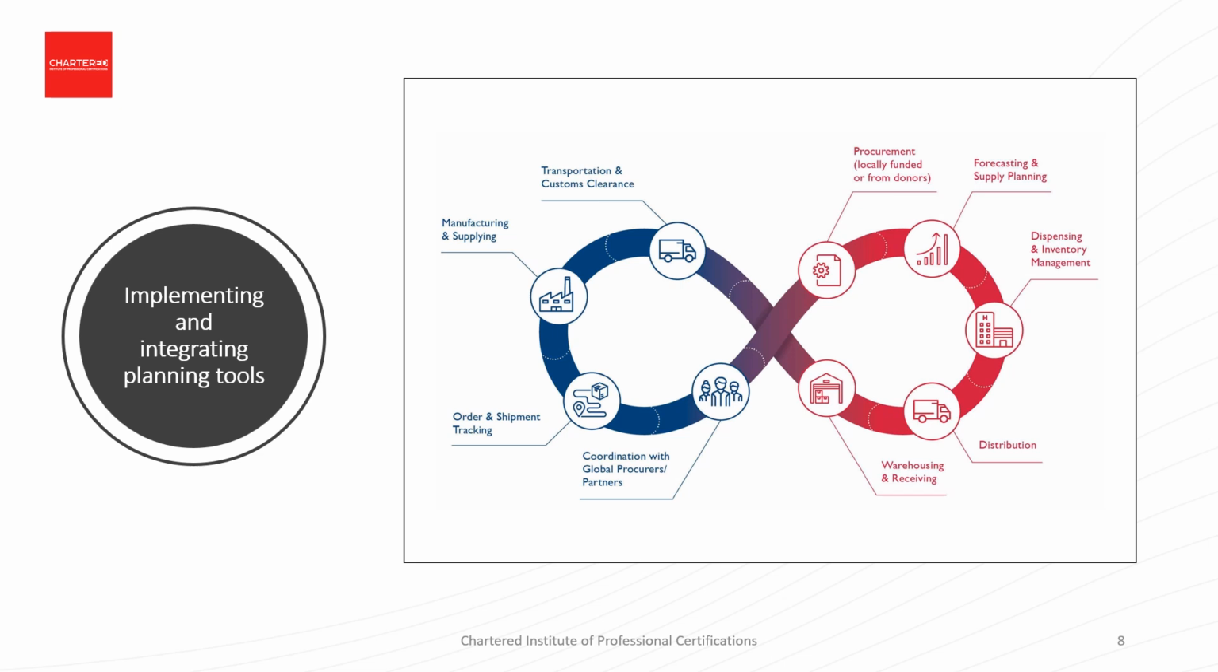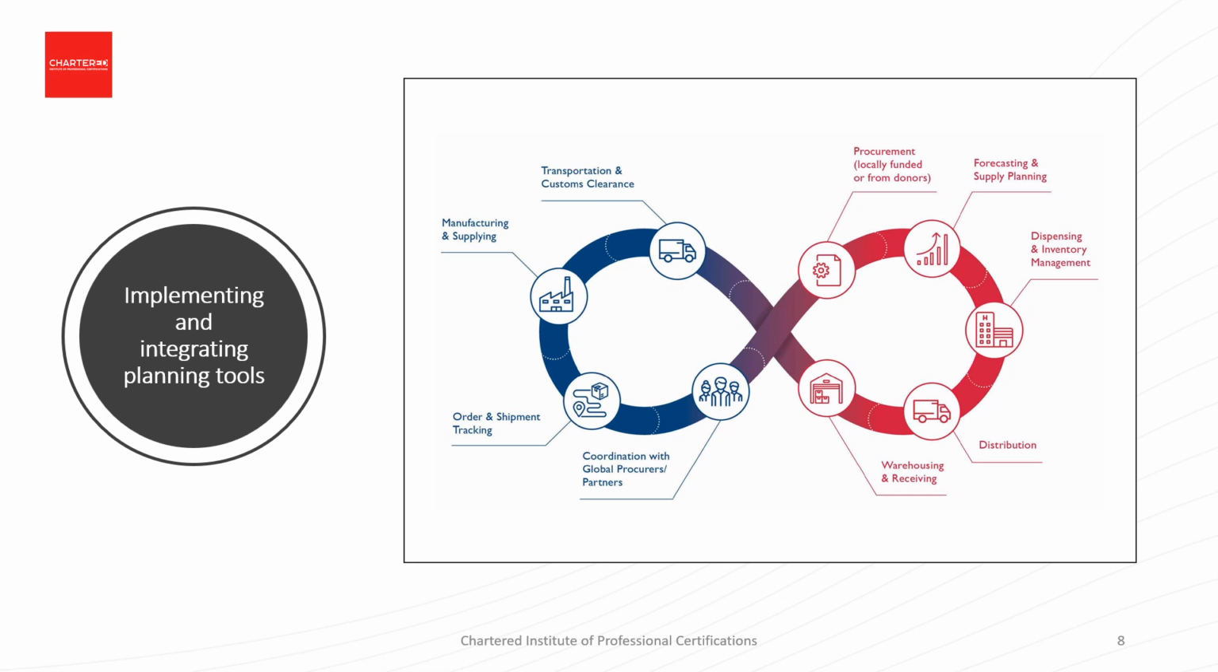Integration with your existing systems. For the supply chain planning tool to be effective, it needs to integrate seamlessly with the company's existing systems. This could include ERP, CRM, financial systems, and more. Proper integration ensures that data flows smoothly between systems, reducing manual data entry and the risk of errors.